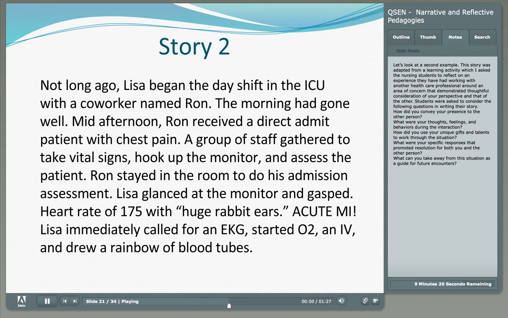Story 2. Not long ago, Lisa began the day shift in the ICU with a coworker named Ron. The morning had gone well. Mid-afternoon, Ron received a direct admit patient with chest pain. A group of staff gathered to take vital signs, hook up the monitor, and assess the patient. Ron stayed in the room to do his admission assessment. Lisa glanced at the monitor and gasped. Heart rate of 175 with huge rabbit ears. Acute MI. Lisa immediately called for an EKG and started O2 and IV and drew a rainbow of blood tubes.